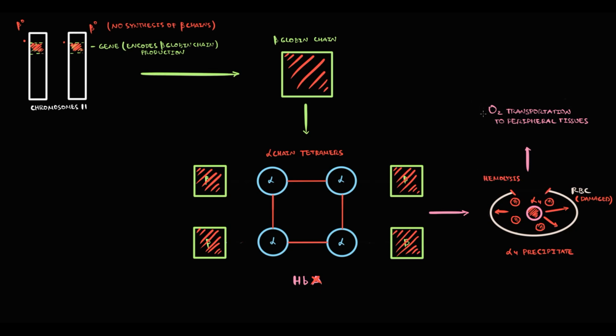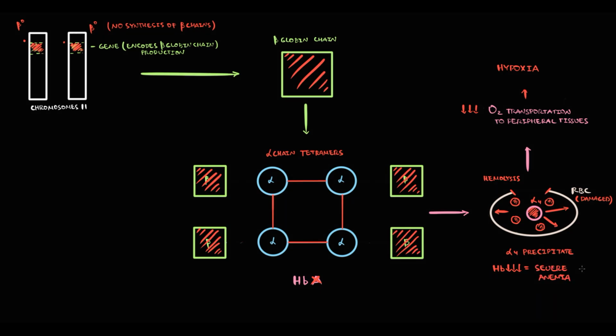The lower the amount of red blood cells in the blood, the lower the oxygen transportation to tissues, and decrease in oxygen delivery to tissues cause hypoxia. So in beta thalassemia major, severe decrease in hemoglobin production will cause severe anemia.